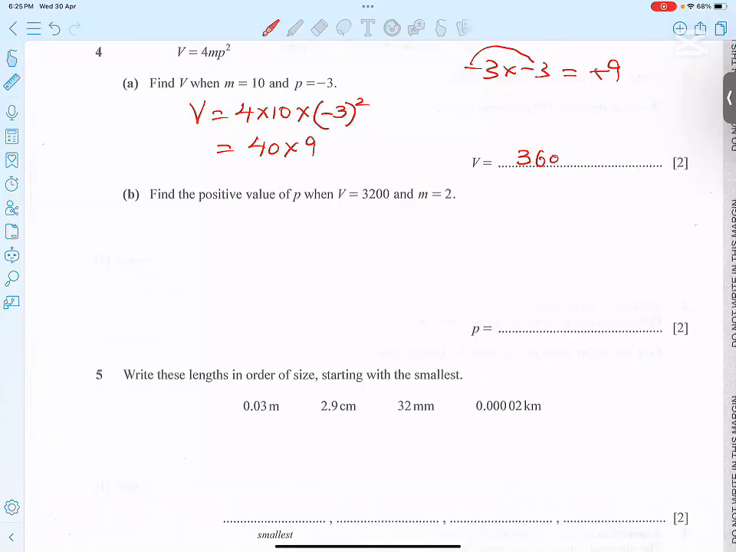Next part is find the positive value of k, not negative, when v is this one and m is given. So I will plug it back in there.